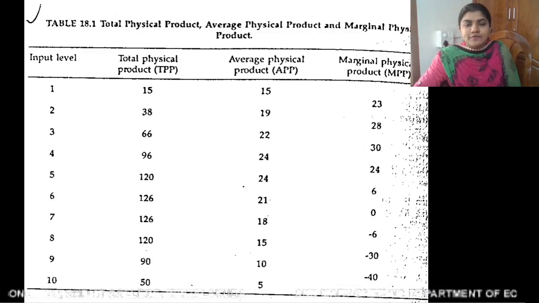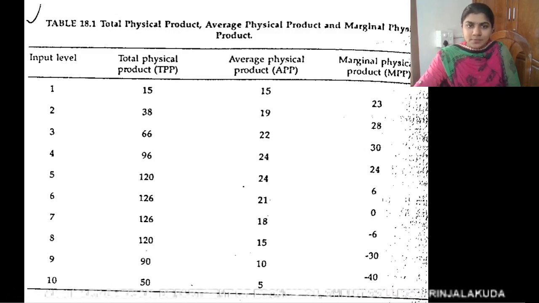Now, how can we find APP, average physical product? Average physical product is total physical product divided by input level. So when the first input is used, TPP is 15. APP will be 15 by 1. Again, it is 15. Then, when the second unit is used, what will be the APP?